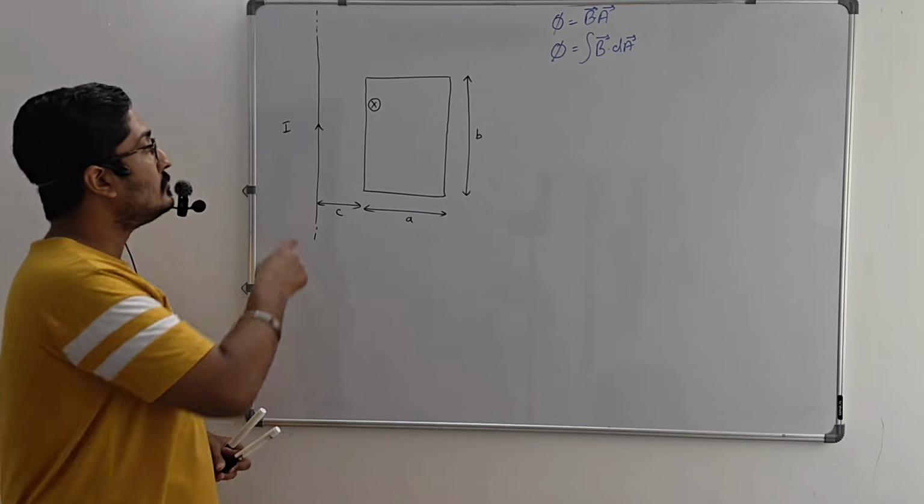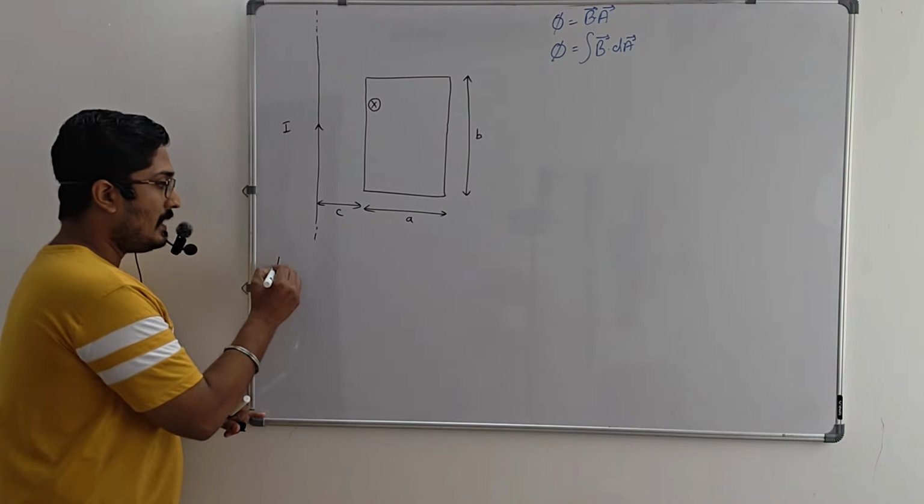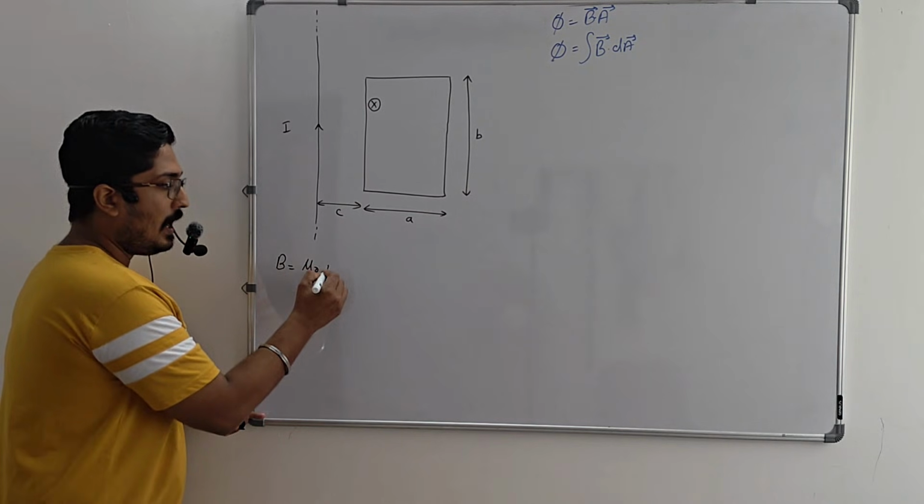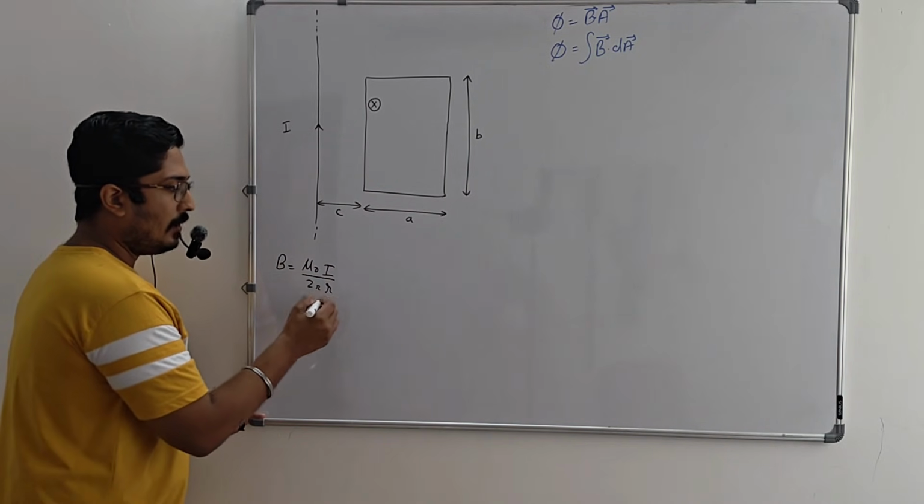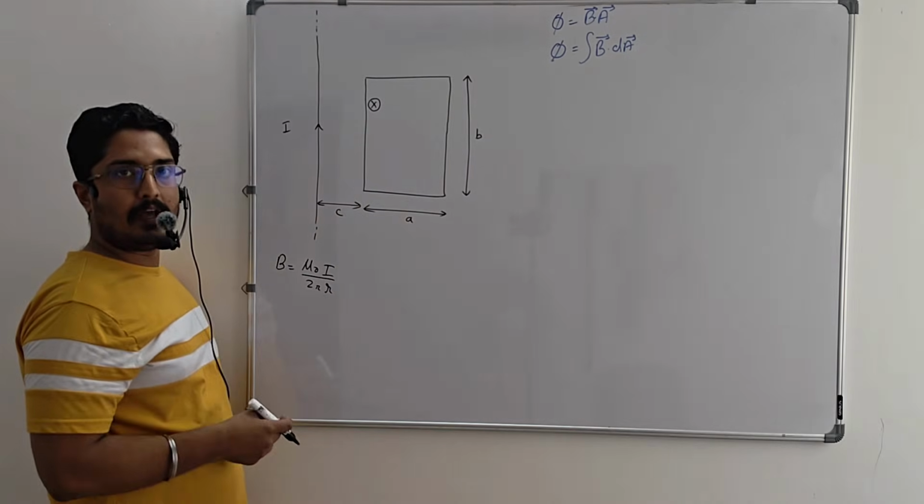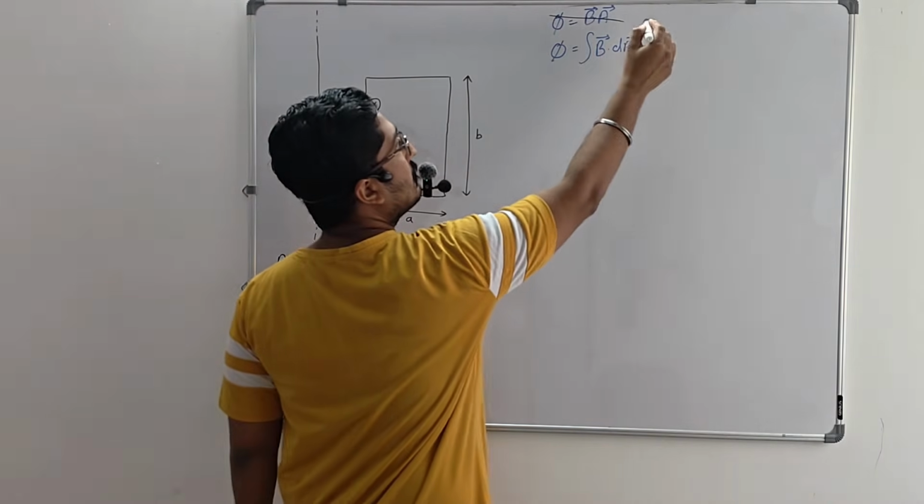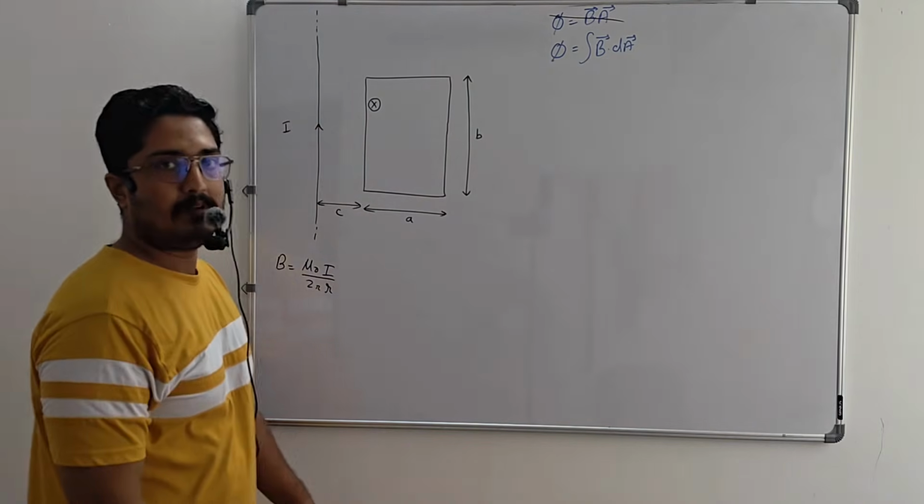But the magnetic field produced by a current carrying wire depends on the distance. If you know the formula, the magnetic field is given as mu naught I by 2 pi r, where r represents the distance from the wire. That means with different distances from the wire, I am having different magnetic fields. So I cannot directly use this formula to find the flux. I will have to use the second way.